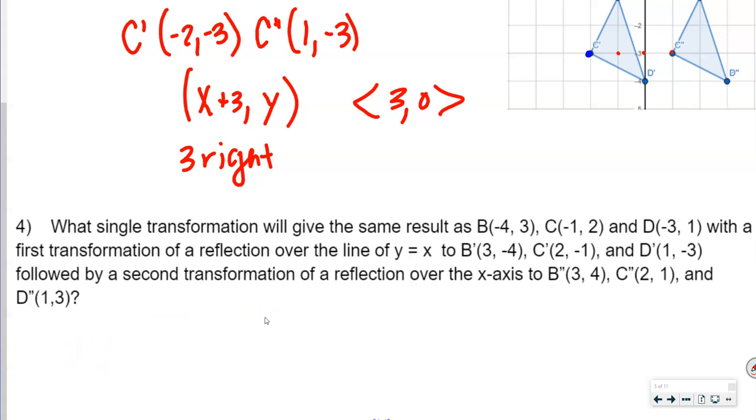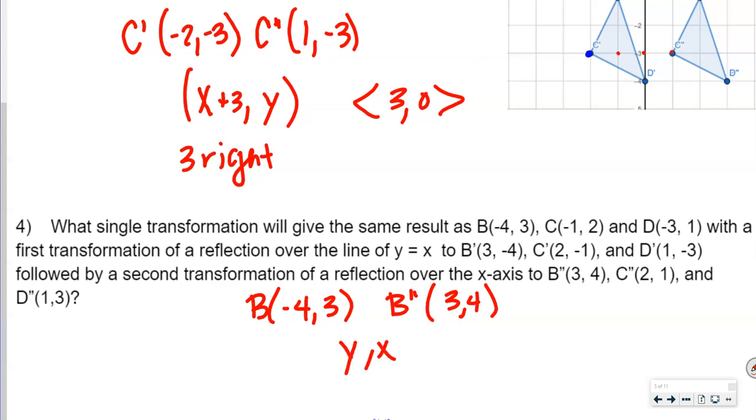If we're doing it this way, we have our first B, which was -4 comma 3, and then we get our B double prime. Where did we go to ultimately is the question. We got 3, 4. So what rule can we get there? Obviously, you can all see they flipped, so that's y, x. The -4 changed to a +4, so that sign changed. The 3 did not change sign. So what is this the rule for? Again, a 270 or 90-degree clockwise rotation.